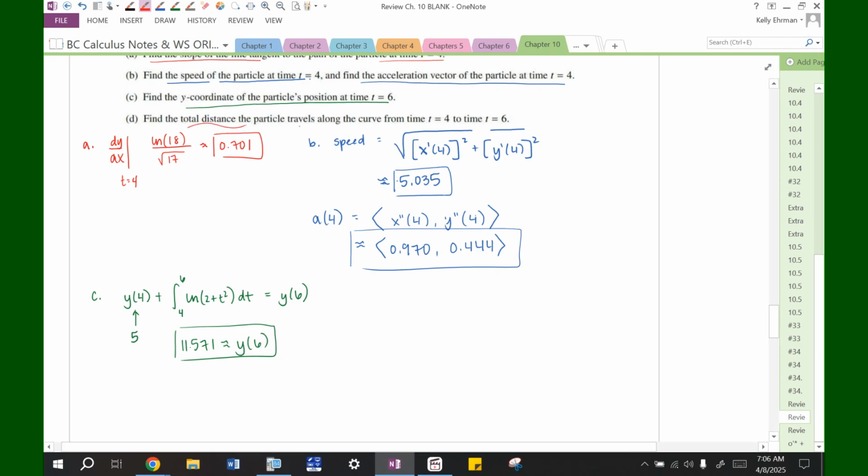Find the total distance the particle travels from 4 to 6. So remember, this particle is on a curved path. Total distance means arc length. So arc length is the integral from 4 to 6 of the square root of x prime of t squared plus y prime of t squared. And remember again to write your dt. You can fill in the equations for those, but you don't have to.